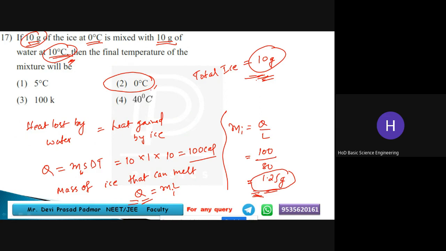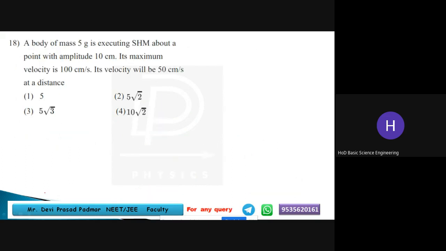Now in this particular case, that heat is not enough to melt the complete ice. Therefore, whatever heat is given by that water is used to melt some portion of ice. Therefore the temperature of the mixture will remain at 0 degree Celsius only. Next one.